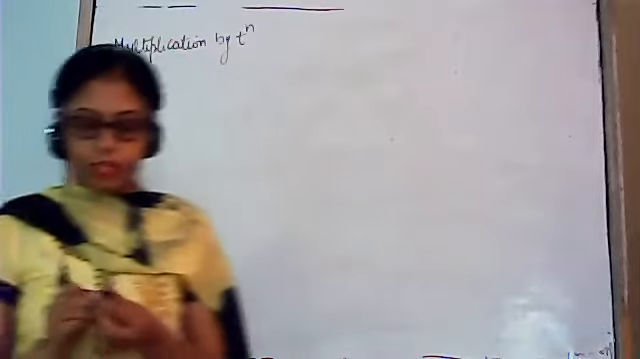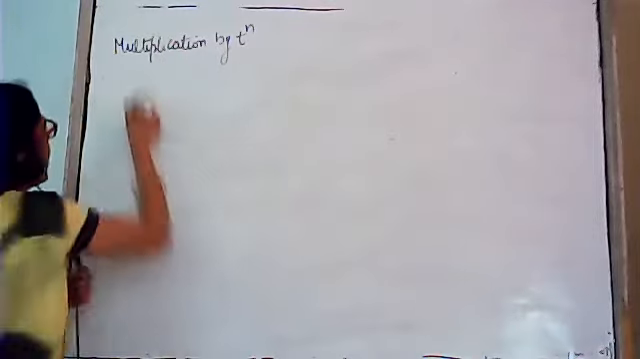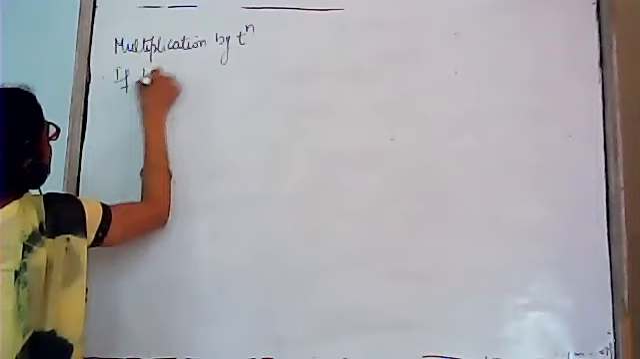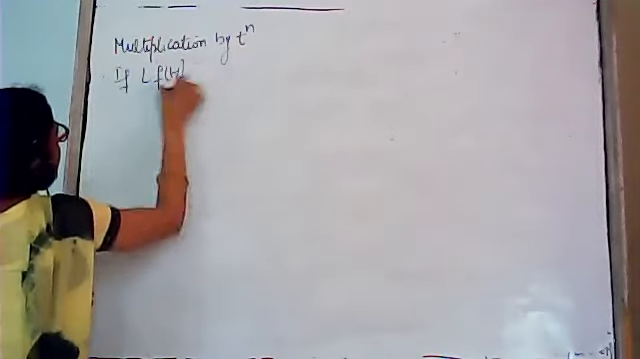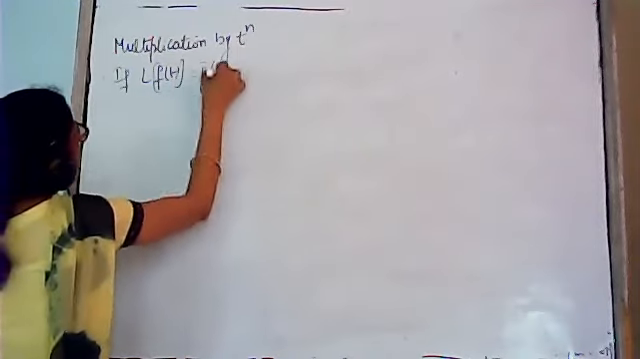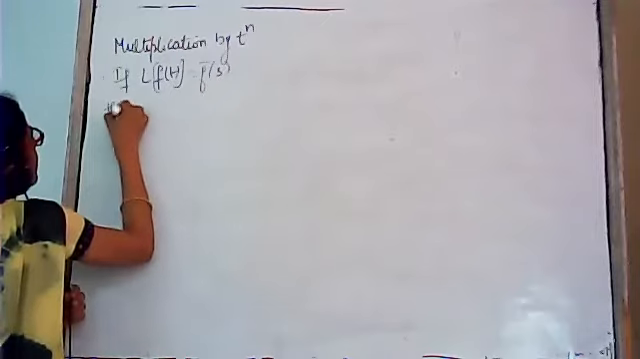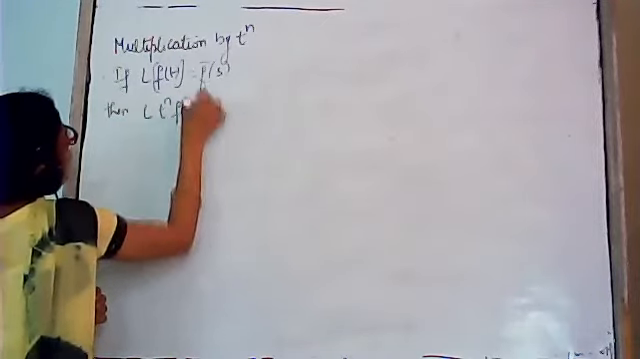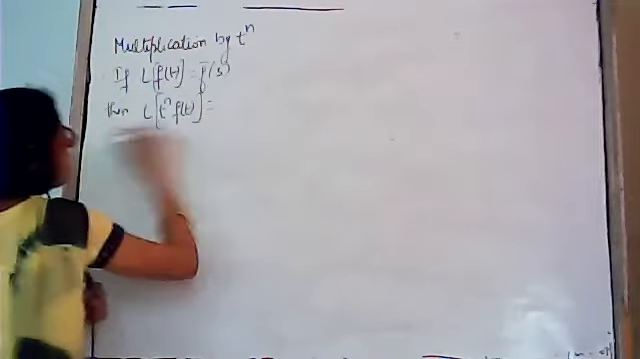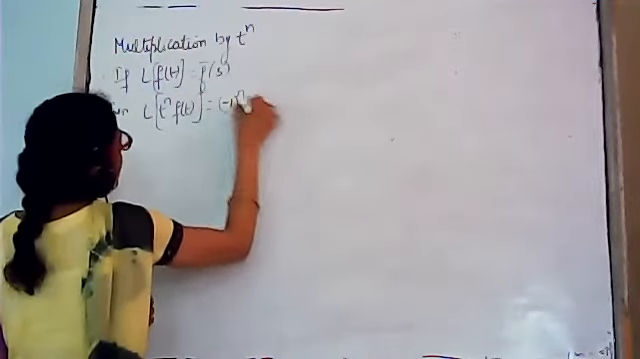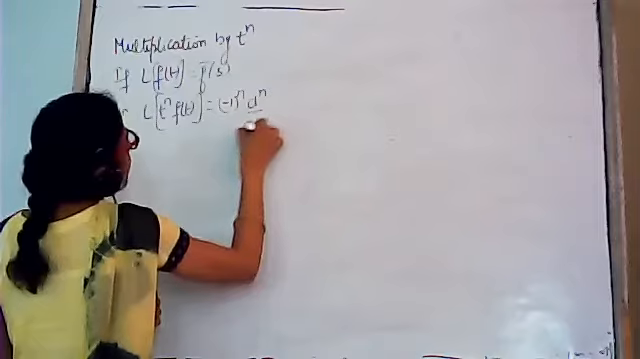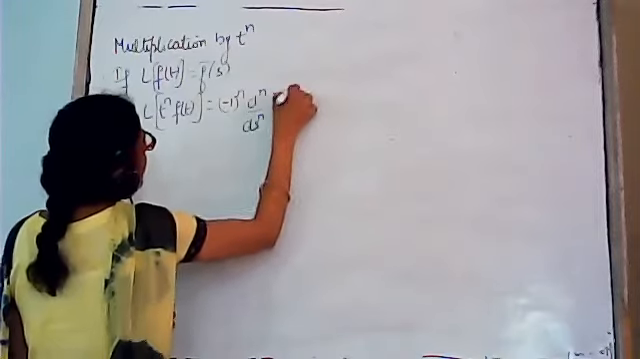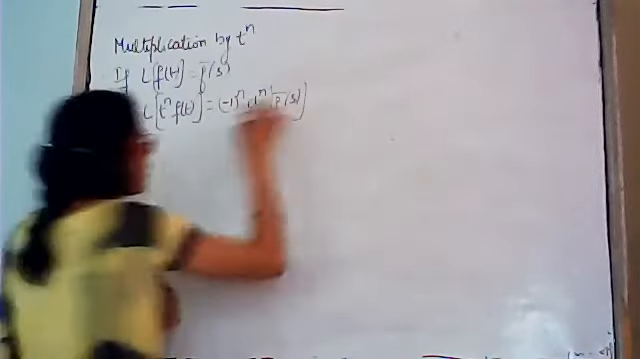Multiplication by t raised to the power n. Again, if the Laplace transformation of f of t equals f bar s, then the Laplace transformation of t raised to the power n into f of t will be equal to minus 1 to the power n, d^n upon ds^n, into f bar s.